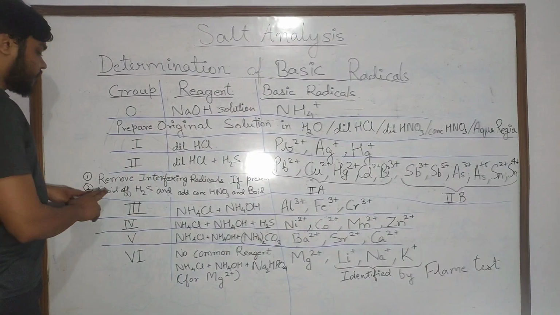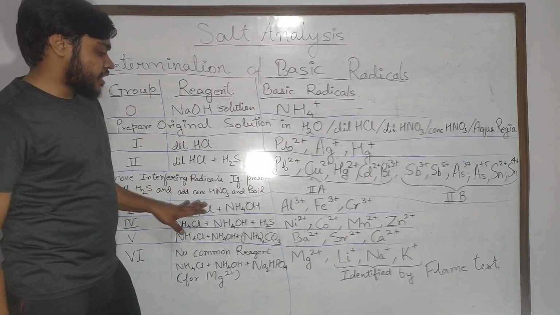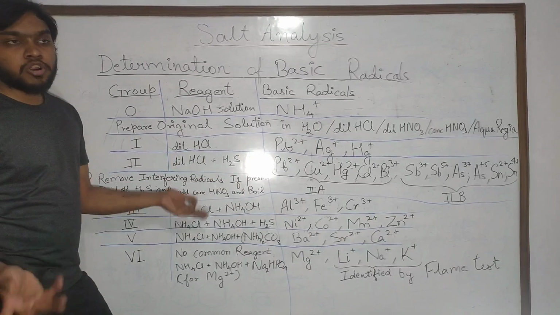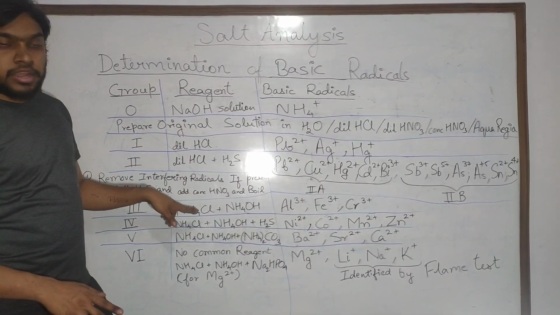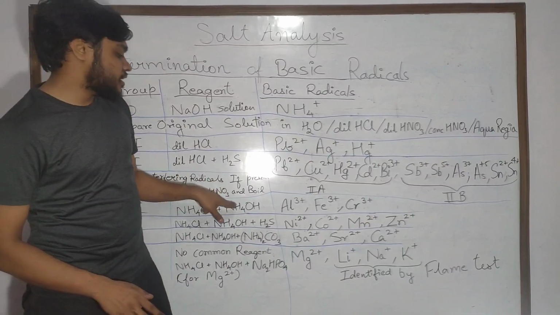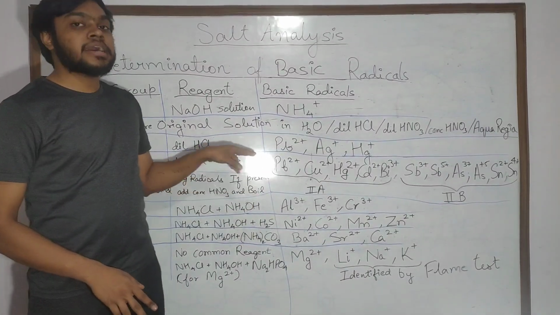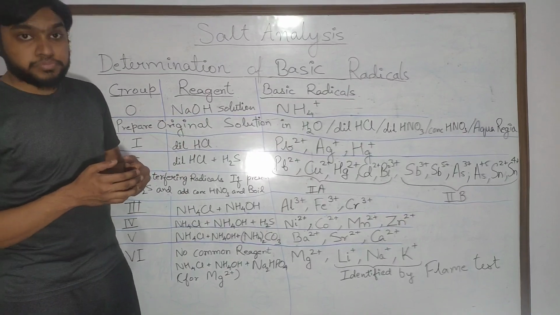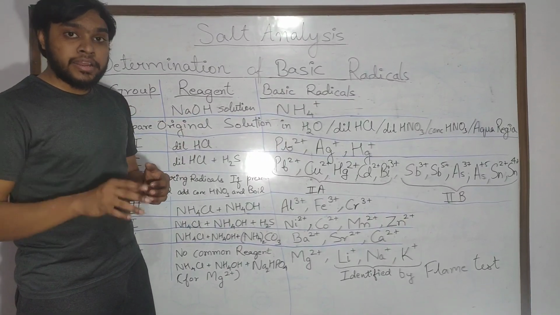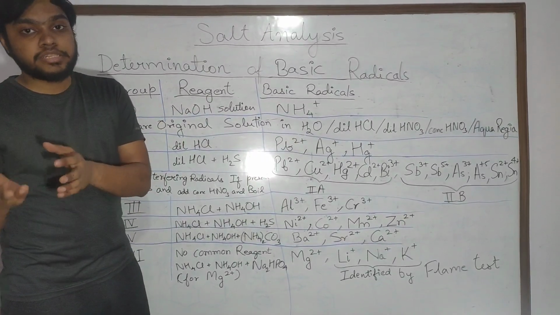Then we have to boil off the hydrogen sulfide. Whether interfering radicals are present or not, we have to boil off hydrogen sulfide and then add concentrated nitric acid and boil it. Concentrated nitric acid is added here to convert the iron from +2 state to +3 state.